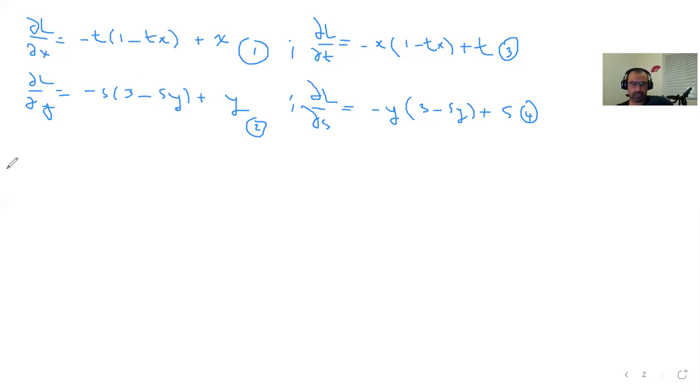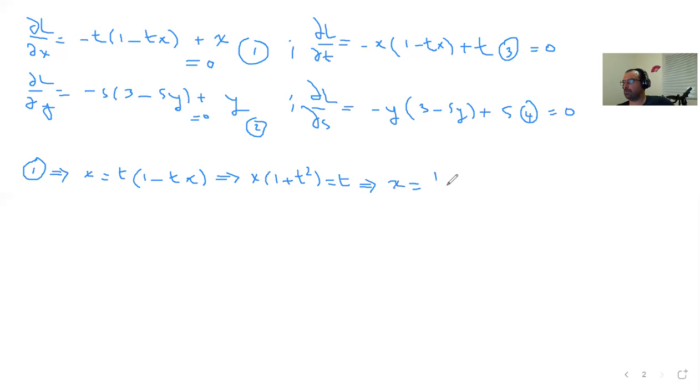From equation 1, when the gradient is equal to 0, all these partial derivatives should be equal to 0 if I'm looking for a minimum. So x should be equal to t times (1 minus tx). If you work it a little bit, you get x times (1 plus t squared) equals t. So this is x in terms of t: x is t over 1 plus t squared.